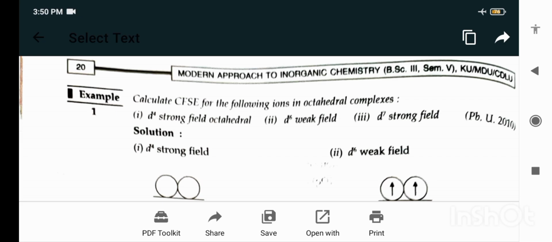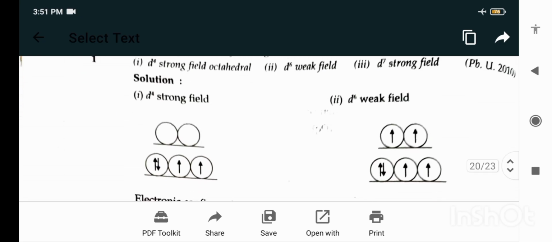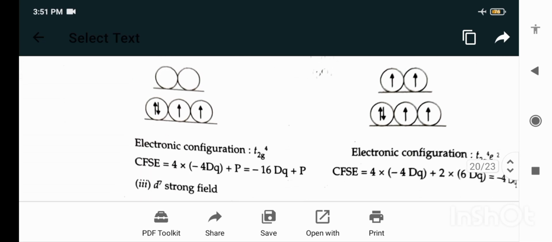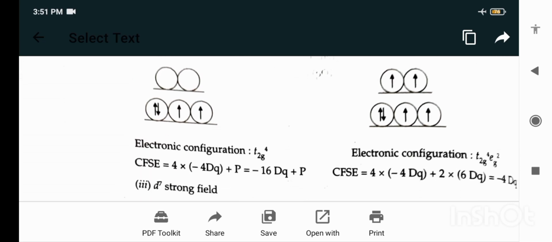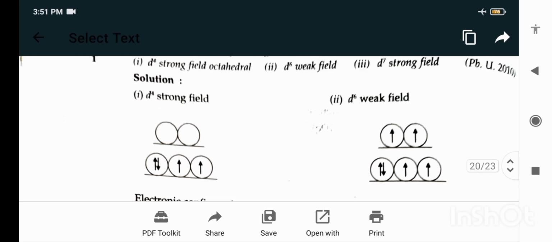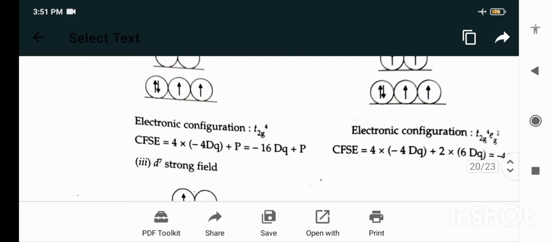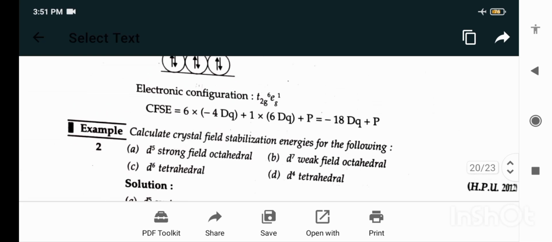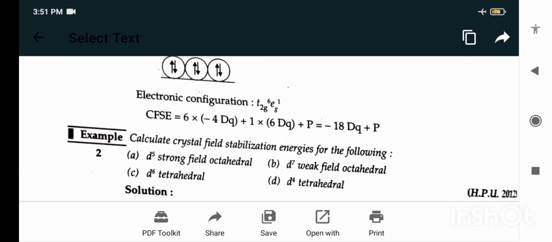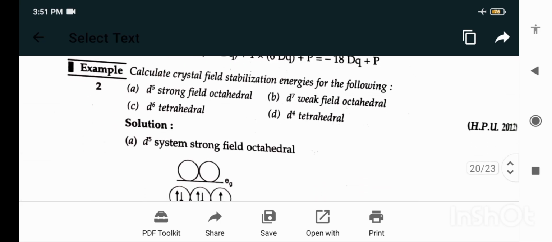Calculate the CFSE value for the following ions in the octahedral complex: d4 for strong field octahedral, second d6 weak field, d7 strong field. First is d4 for strong field, the CFSE value will be minus 16 Dq plus one pairing energy. For d6 weak field ligand, the CFSE value will be minus 4 Dq. Electronic configuration is t2g. Easy one. The CFSE value for that is minus 18 Dq plus pairing energy.